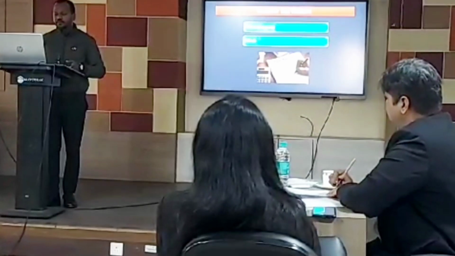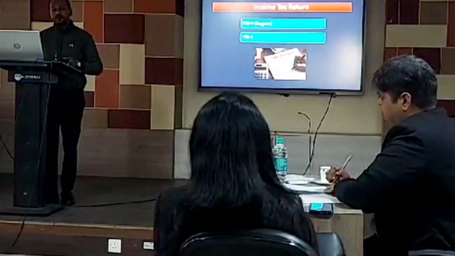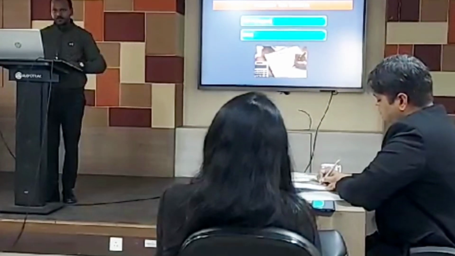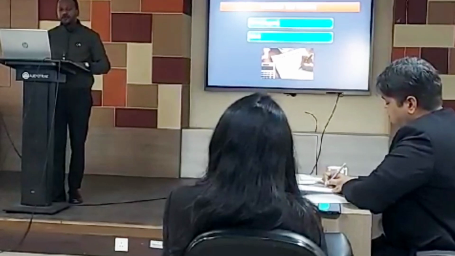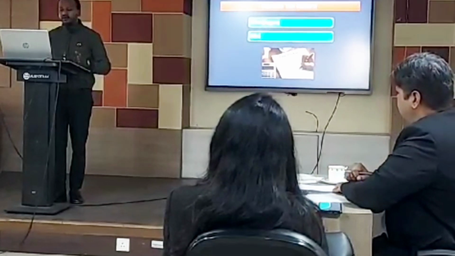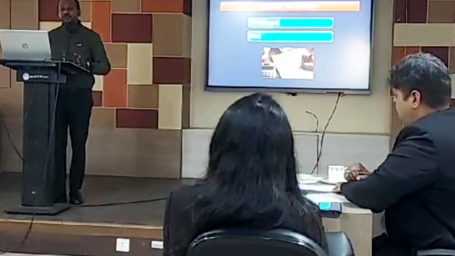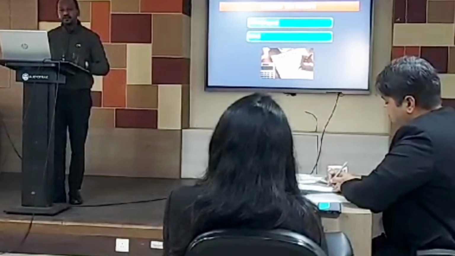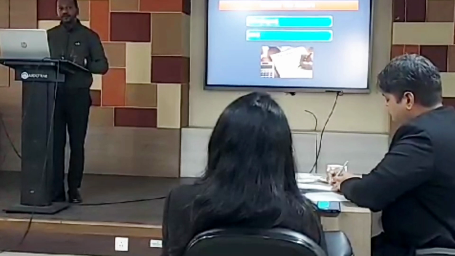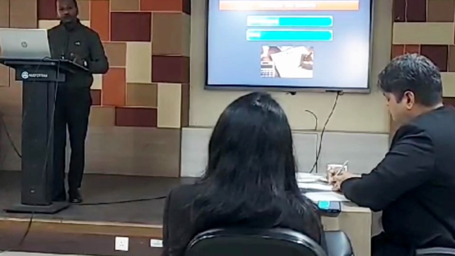Now we are going to understand what the income tax return forms are that a partnership firm may take up for filing its income tax return. A partnership firm may opt for either ITR 4, that is Sugam, or they can go for ITR 5. If the partnership firm is filing its return under the presumptive taxation scheme, they can go for ITR 4. But if the partnership firm is maintaining proper books of account, they can go for ITR 5.